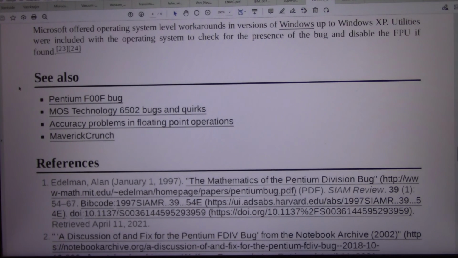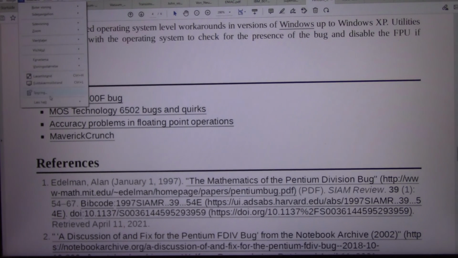See also. Pentium F00F bug. MOS Technology 6502 bugs and quirks. Accuracy problems in floating point operations. Maverick Crunch. References.